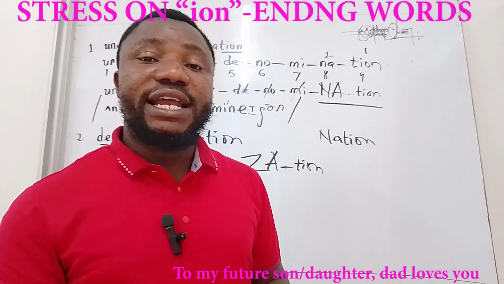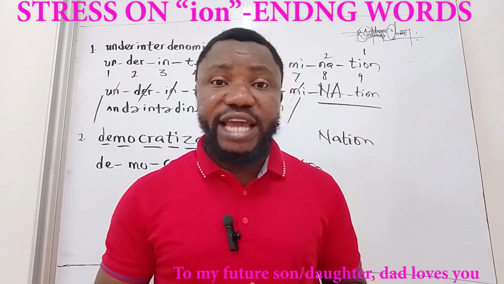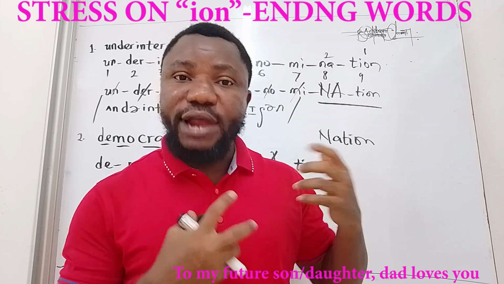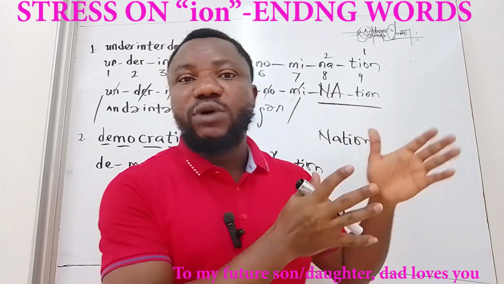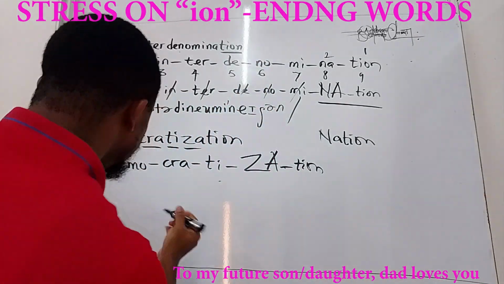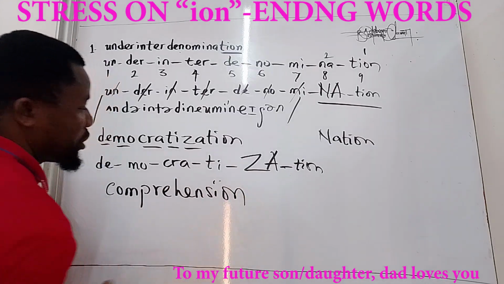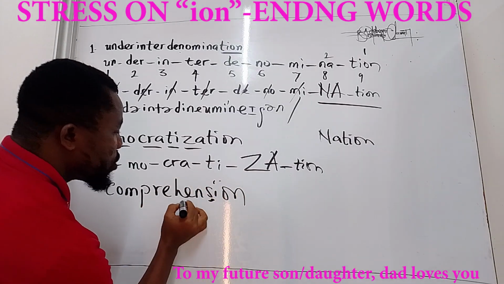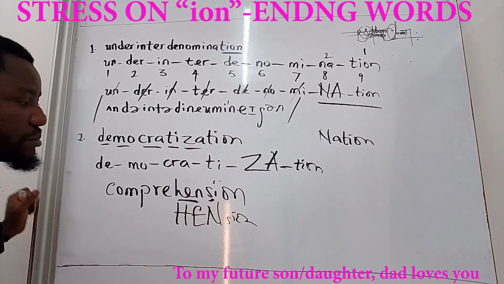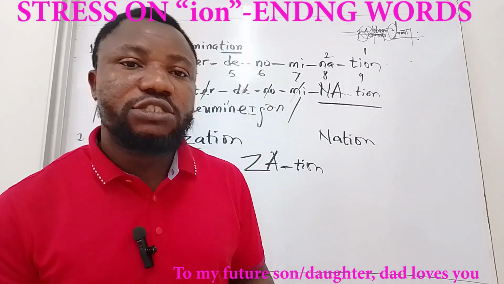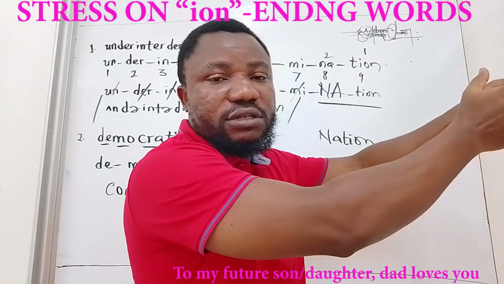So whether you're looking to write exams, I'm talking to exam candidates now, or you're a random speaker of the English language and you want to master how to stress, one of the rules to apply is what we just looked at. Words that end in ION, whether it's SION, as in comprehension, the stress will always be on hen. So that is it about that. The rule is pretty straightforward. Your stress falls on the syllable before the last syllable.